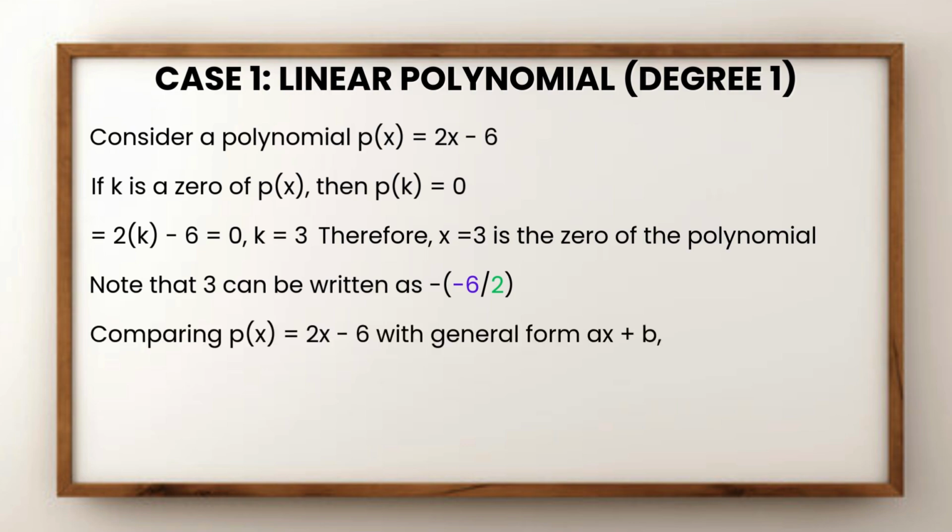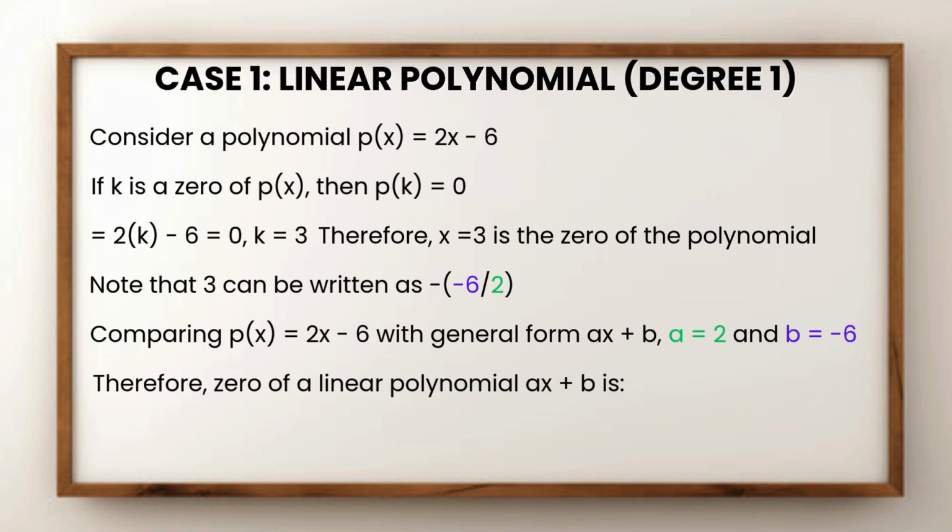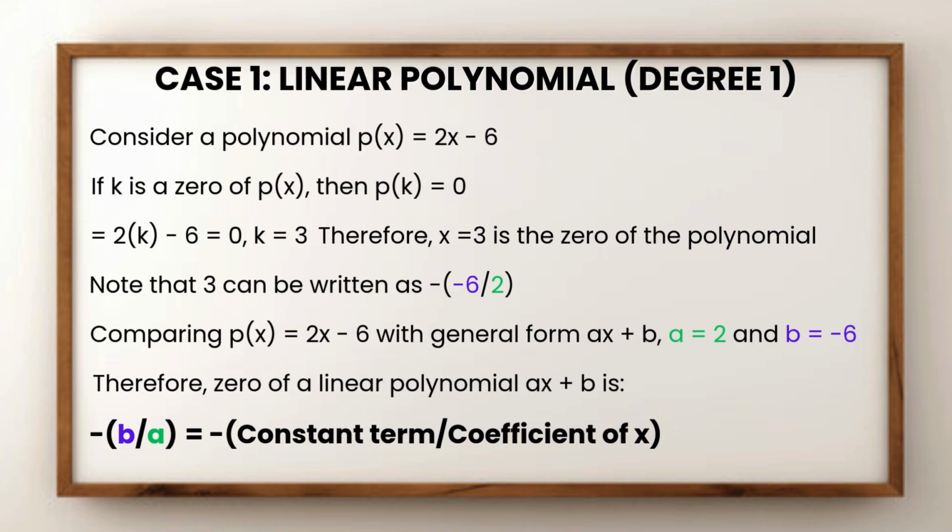Comparing 2x minus 6 with the general form a x plus b, we identify a equal to 2 and b equal to minus 6. Thus, the formula for the 0 of a linear polynomial is minus of b by a, which can also be written as minus of constant term by coefficient of x. This formula makes it easy to find the 0 of any linear polynomial instantly.